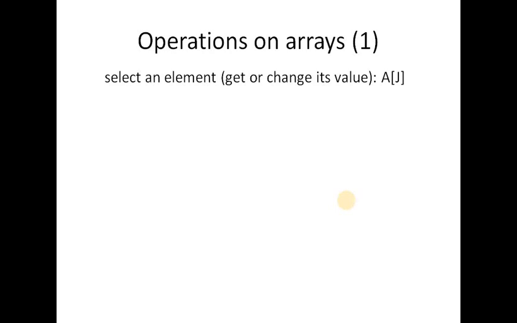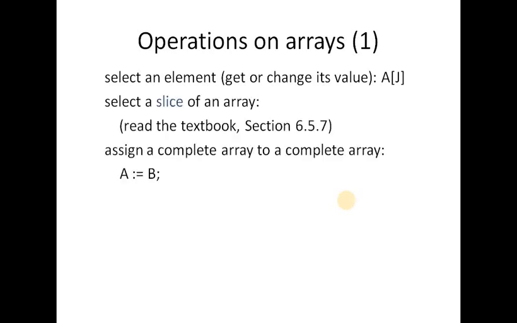Operations on arrays: we are doing some operations on arrays. Select an element, select a slice of an array. Read the textbooks, section 6.57, that particular point I already mentioned in the next slide. Assign a complete array to a complete array by defining a = b. So there is an implicit loop here.